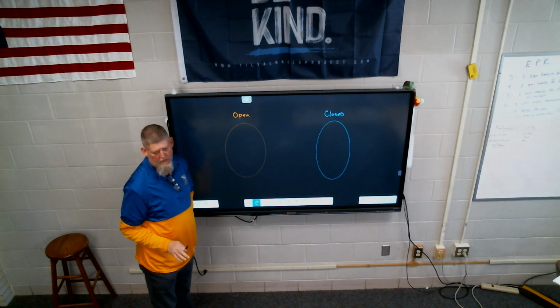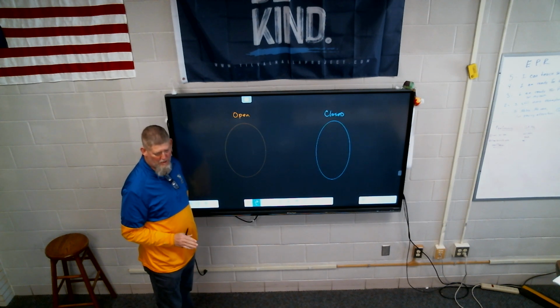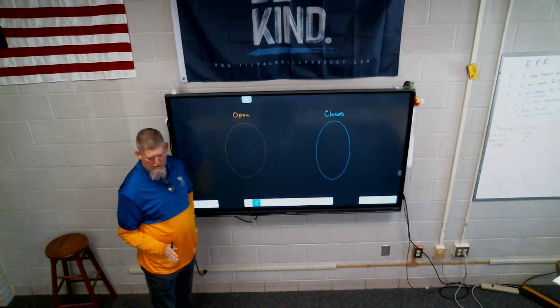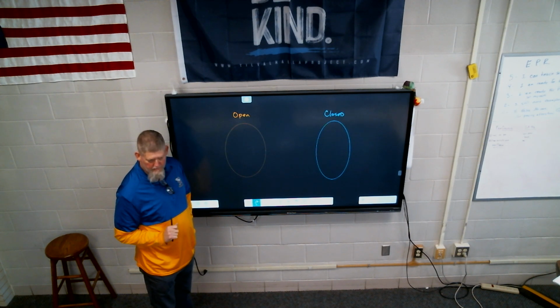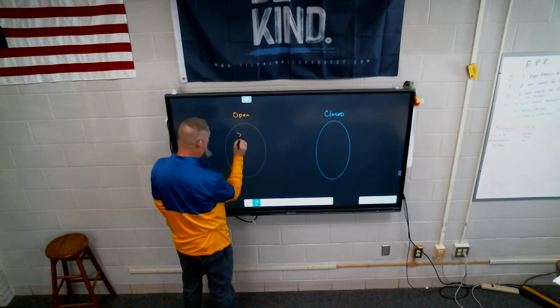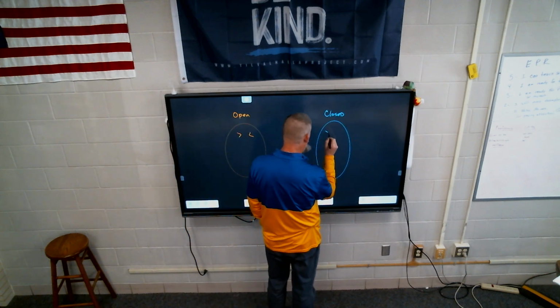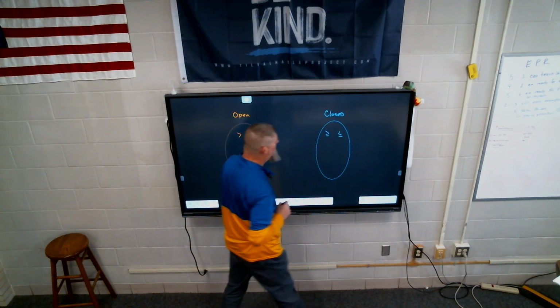Now, with open, is that going to be less than and greater than, or is that going to be less than or equal to, greater than or equal to? No, it's going to be greater than or less than. So closed are actually going to have the equal to signs. Okay?